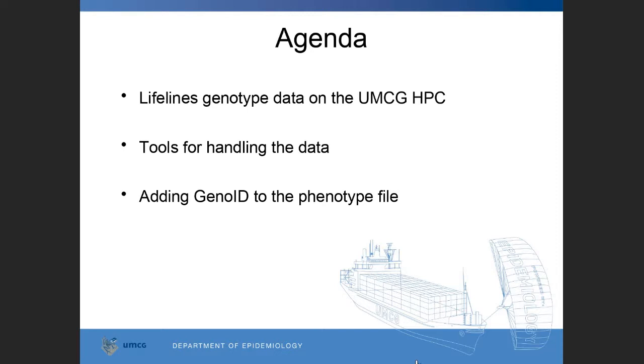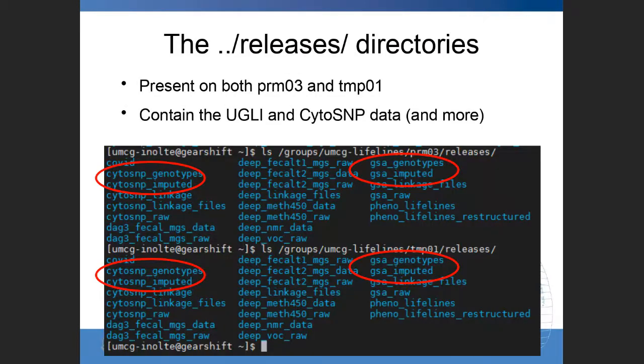So where can you find this linkage file? First, about the genotype data. As Harold said, there are two chips. The earliest one was the CytoSNP chip, and the data were released in different releases from 2011 to 2015. But then the UGLI consortium was initiated, and their data has been genotyped with the Global Screening Array chip.